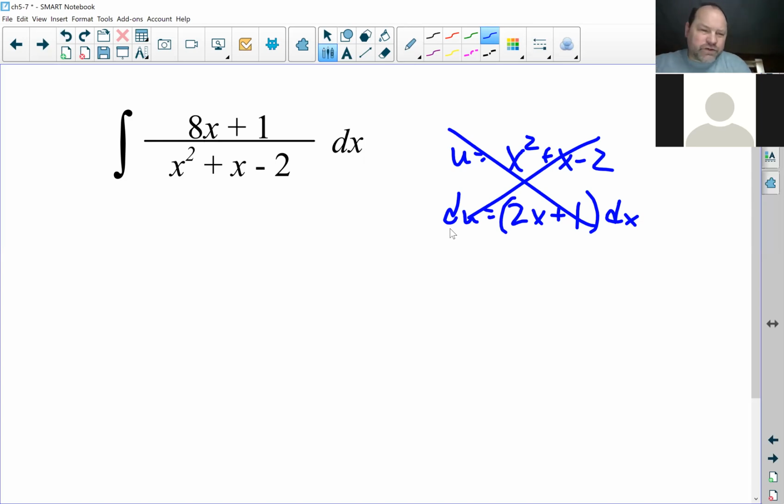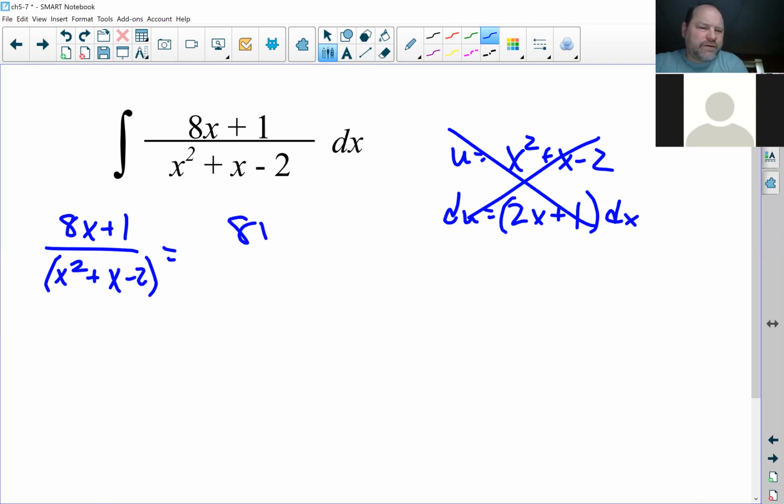So here's what we do with partial fractions. The first thing we're going to do is factor the denominator. I believe this denominator factors into x plus 2 times x minus 1. We can just double check real quick. x times x is x squared. 2x minus 1x is 1x. 2 times -1 is -2. I like it.